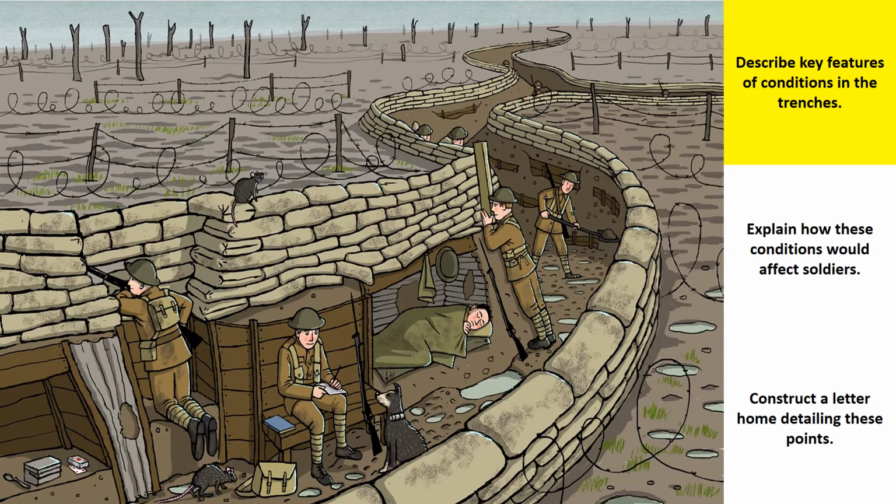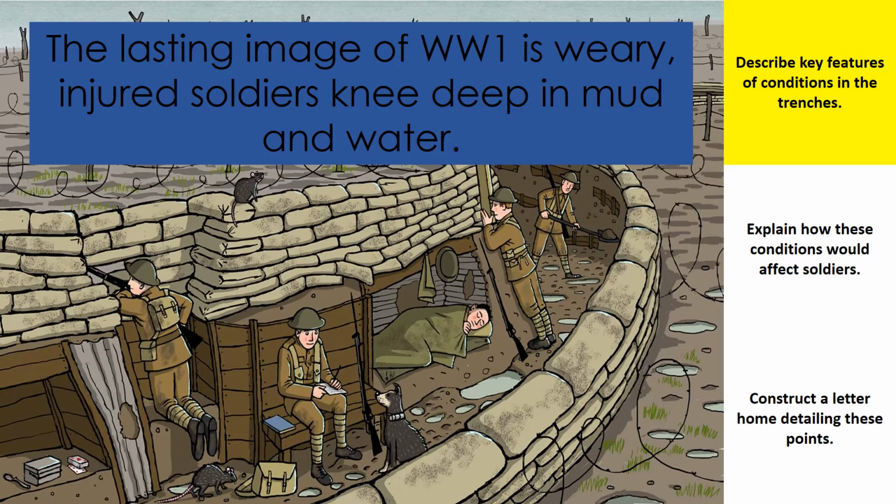So, this picture here, which we actually discussed last session as well, shows you your typical trench layout in World War One. So you've got no man's land there, you've got the soldiers inside the trenches, and some of the conditions that they're facing, like you see there, the fact that the trenches are waterlogged, you've got rats in the trenches there as well, you've got an image of a spoon and a lunch box, you've got an image of cards as well, and we'll be discussing all of these today in terms of conditions that soldiers faced. Now, the last image of World War One is one of a weary, injured soldier who's knee-deep in mud and water, stuck in the trenches in World War One.